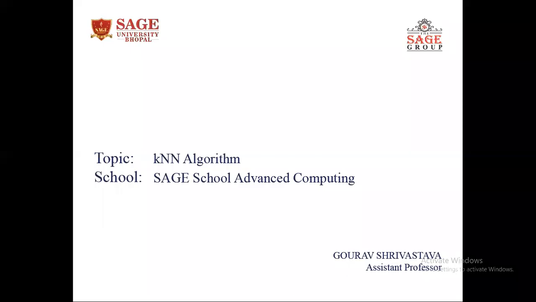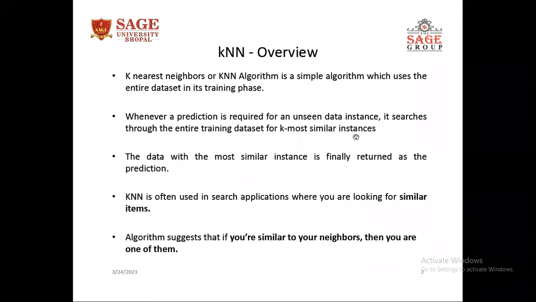Hello and welcome. Our today's topic is the KNN algorithm, that is the K nearest neighbor algorithm, and it belongs to the category of supervised learning algorithms, and it can be used for classification as well as for regression. So see, what is the KNN algorithm?